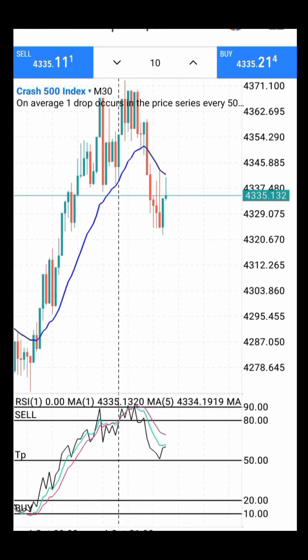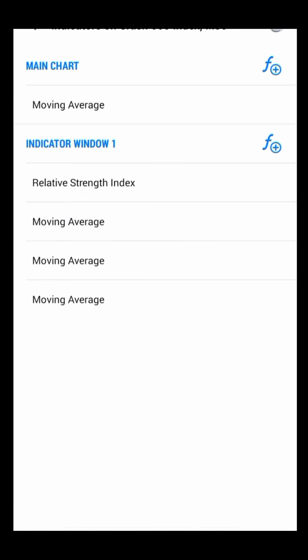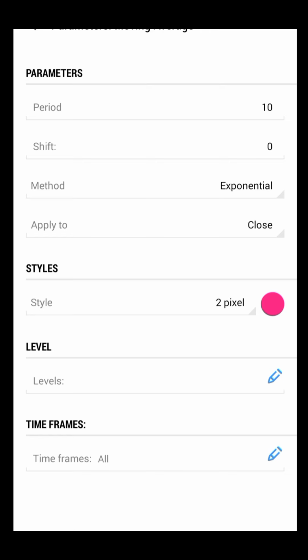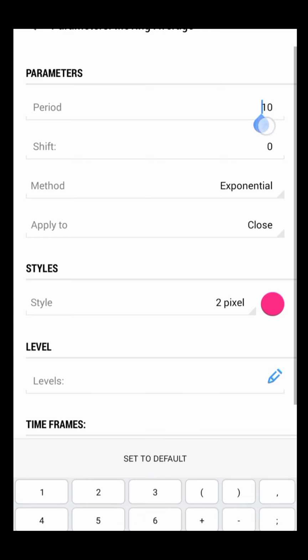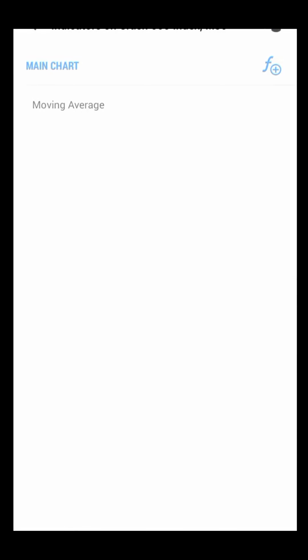So don't let me talk too much. Let's go straight to the strategy. Let me delete everything on my chart and let's add it back together so that we can have a very clear understanding of the strategy. The first thing we are going to add is a moving average on the main chart. The moving average is 20 period, method exponential. I'm using blue on the main chart, then click on done.